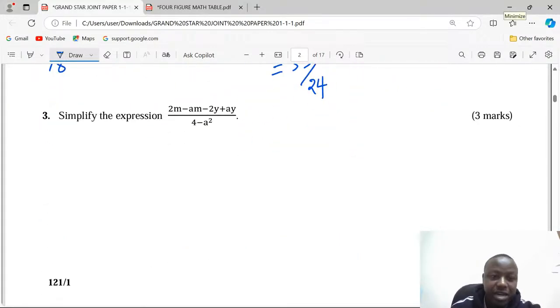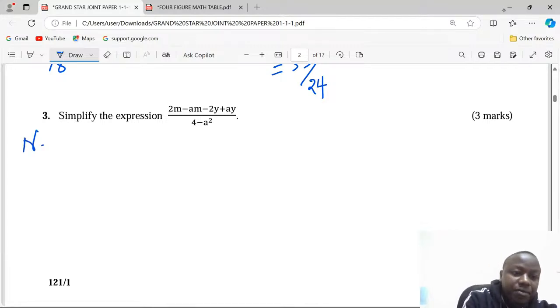In number 3, simplify the expression. We are simplifying an expression which says 2m minus am minus 2y plus ay, divided by 4 minus a squared. Let me deal with the numerator first.